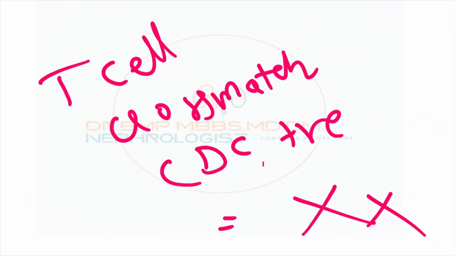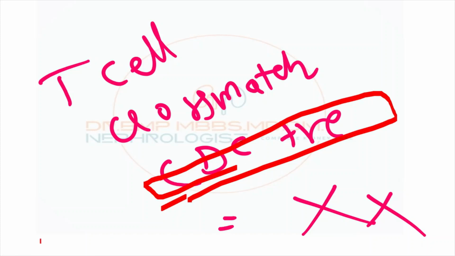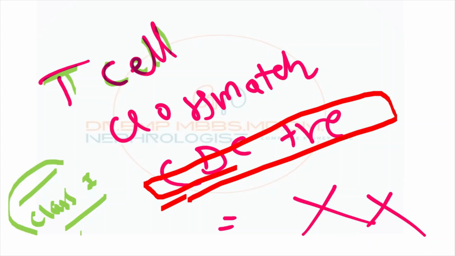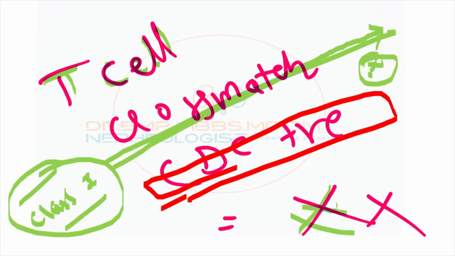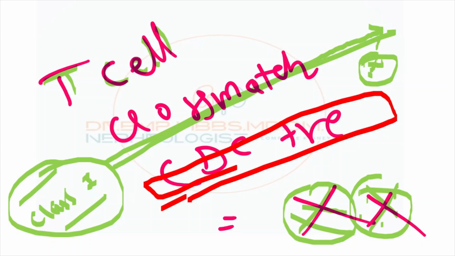Despite all this, T cell cross-match in CDC, if it is positive, that is an absolute contraindication for transplant. You have to change the donor. Why? Class 1 HLA is present in almost all the nucleated cells. If T cell CDC cross-match is positive, that means automatically B cell is positive, because class 1 is positive, class 1 antibody. That means the kidney will definitely go for hyperacute rejection. This is one of the absolute contraindications. You can't proceed further. You have to change the donor. Very, very, very important. CDC T cell cross-match or class 1 cross-match positive is an absolute contraindication for renal transplant.